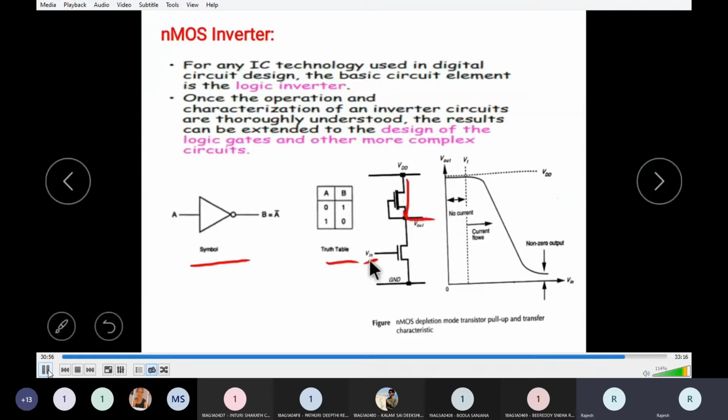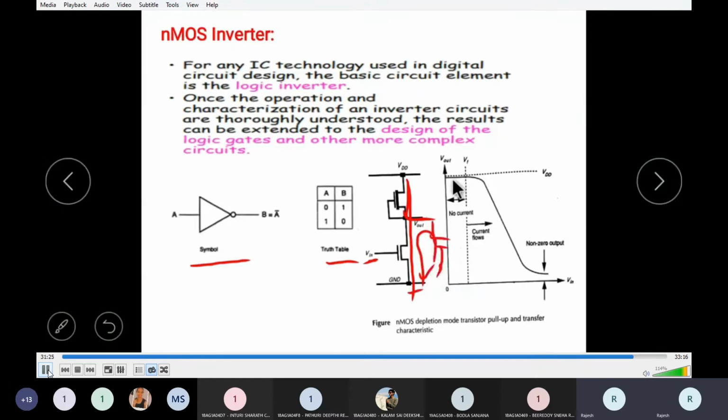Similarly, if the input is high, then this NMOS transistor turns on, hence there is a continuous path between VDD and ground. Hence, the output will go to 0. Or if here it is a capacitor, initially it is charged to VDD. Now it will discharge through this path. Hence, the output will go to 0.